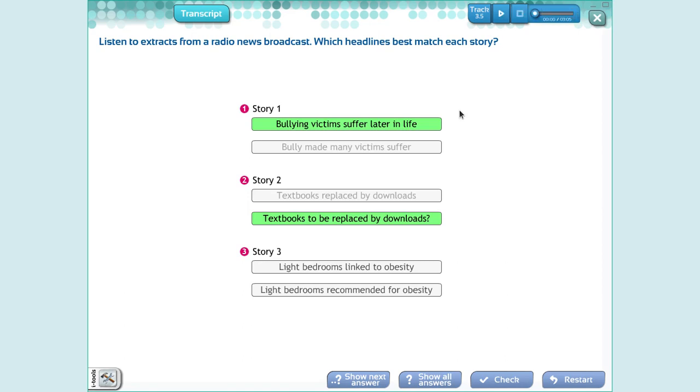Okay, so we're talking about something that are linked, connect, or recommend. I will use link. And it is the correct option. Light bedrooms is exactly what you are thinking. Quartos claros. Então, dormir na claridade estaria relacionado com obesidade. That's what they were talking about.